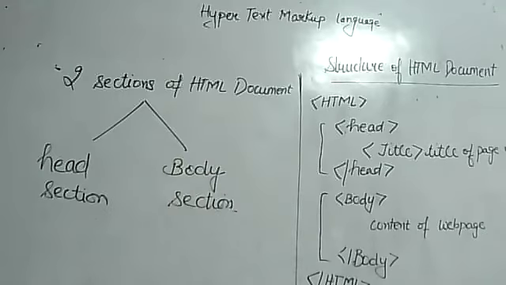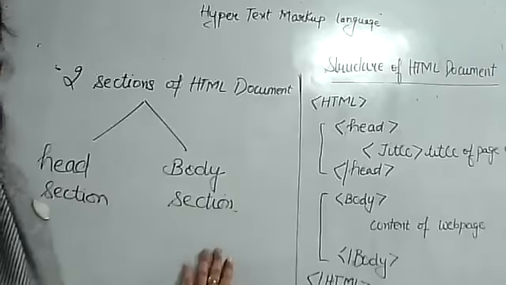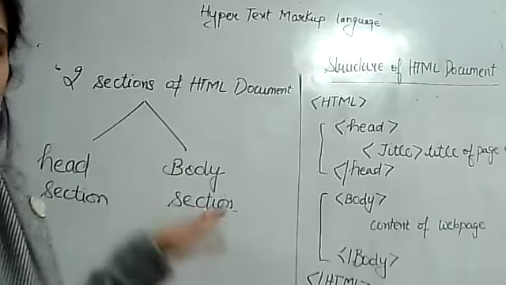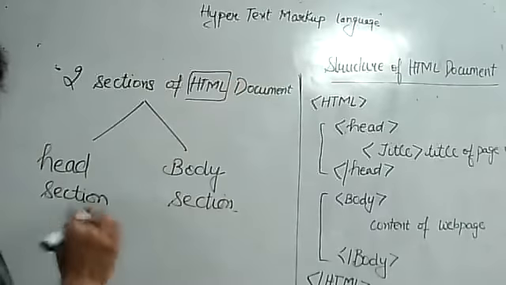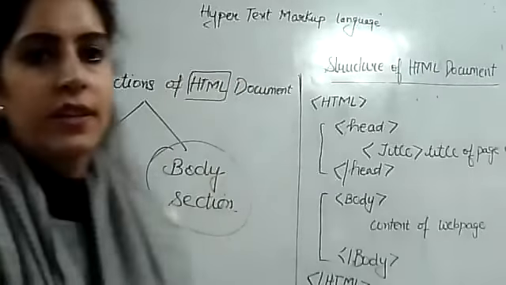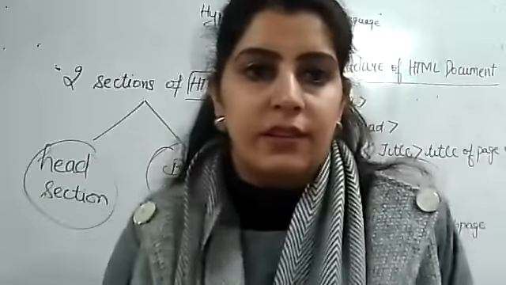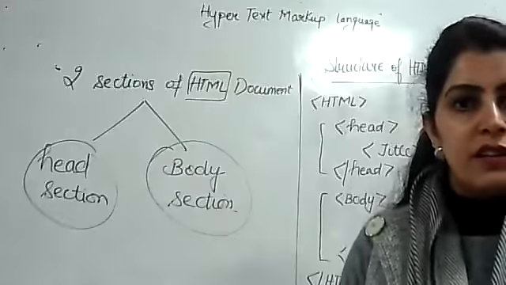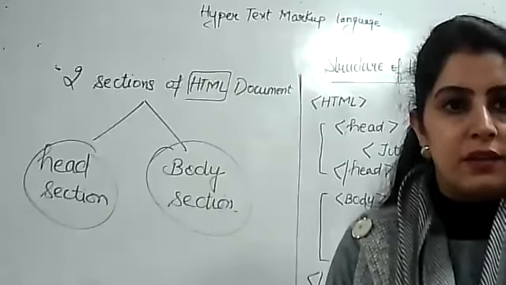Head section, body section. So the two sections of an HTML document are the head section and the body section. You can treat it this way: HTML is the parent, and head and body are the children of HTML. This parent has two children. So the two children of the HTML document are body and head.